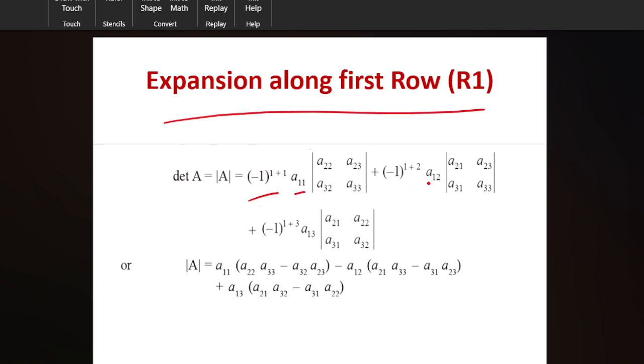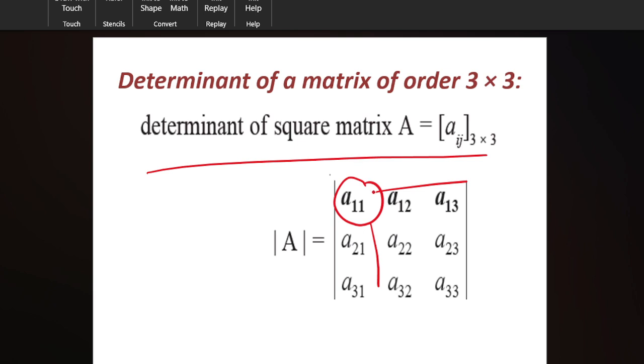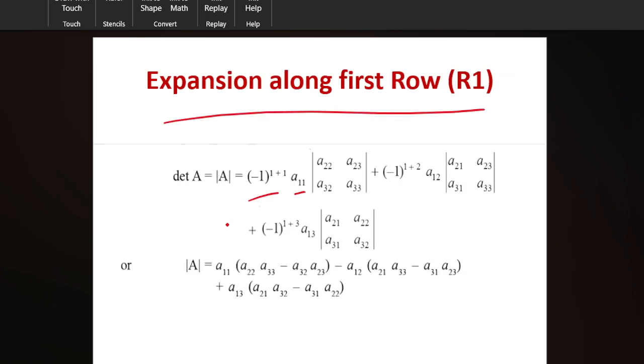Similarly, for the second element of the first row, minus 1 to the power 1 plus 2 into A12 into A21, A23, A31, A33. That is the minor of the second element. Delete the first row and second column, and you will get A21, A23, A31, A33. Similarly, plus minus 1 to the power 1 plus 3 into A13 into its minor. Delete the first row and third column: A21, A22, A31, A32. So this one will get.